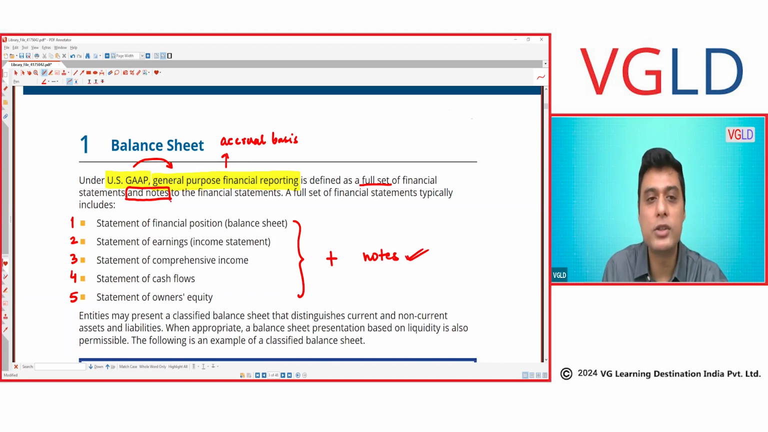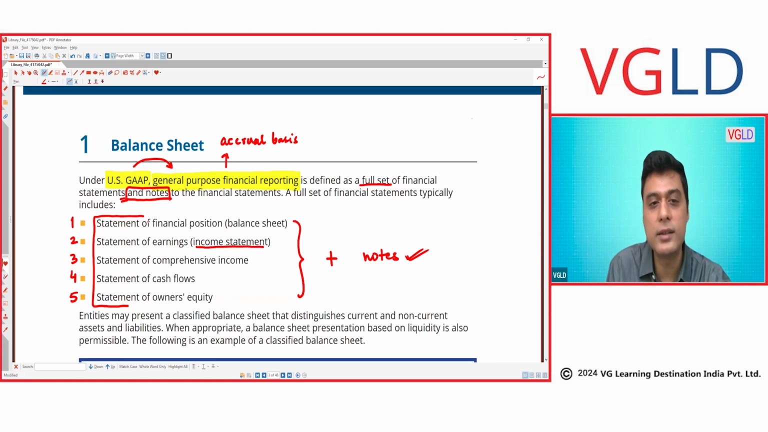A full set of financials typically includes these 5, right? And why are they called that? First of all, it is plural here, statements. It is not one single statement. There are 5 of them. That's why it's plural, financial statements. And by the way, these are statements, so you can see the name also suggests it: a statement of financial position, statement of earnings, statement of comprehensive income, statement of cash flows, and statement of owner's equity. That is why they are called financial statements. These are not accounts as such. Statement of earnings, income statement, is not an account. It is a statement.